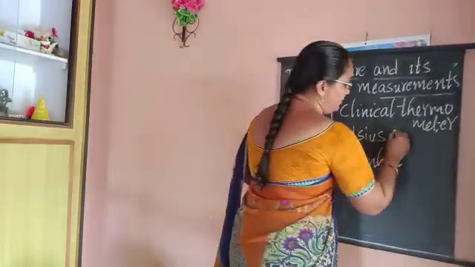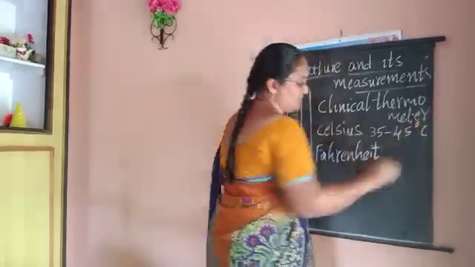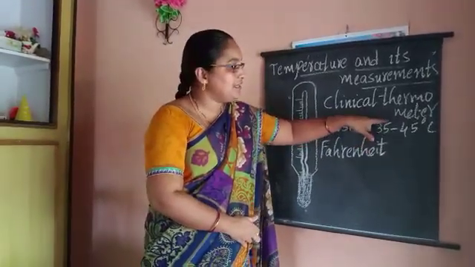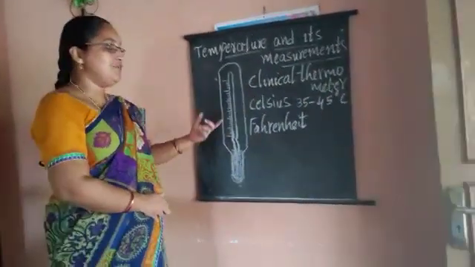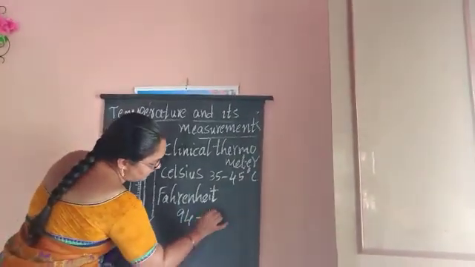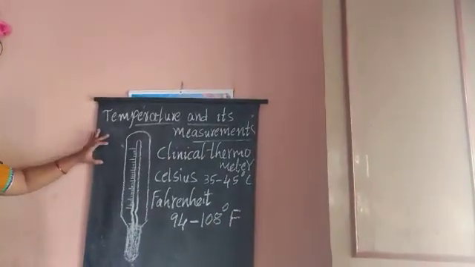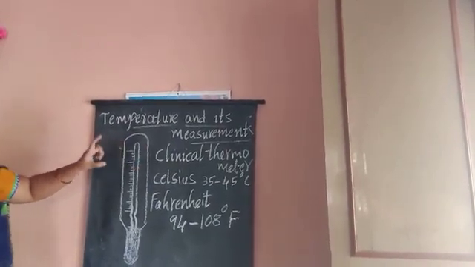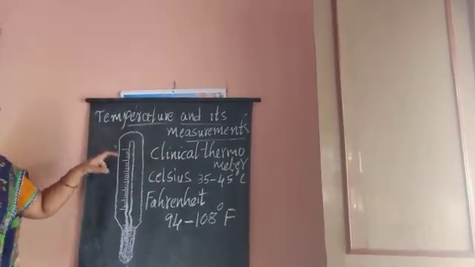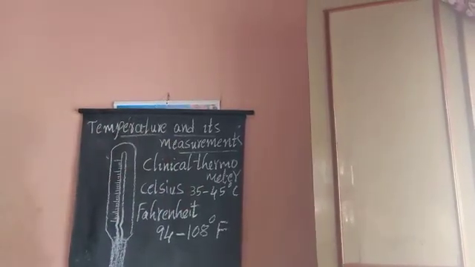The Celsius scale is having readings from 35 to 45 degrees Celsius, and the Fahrenheit scale is having readings from 94 to 108 degrees Fahrenheit. Okay, it has two scales on it. One is the Celsius scale, the other is the Fahrenheit scale. The Celsius scale is from 35 to 45 degrees Celsius, and the Fahrenheit scale is from 94 to 108 degrees Fahrenheit.